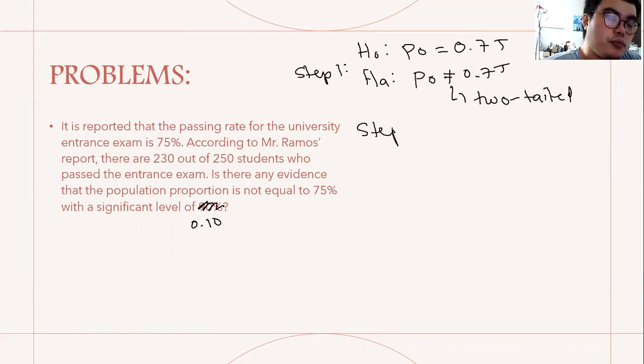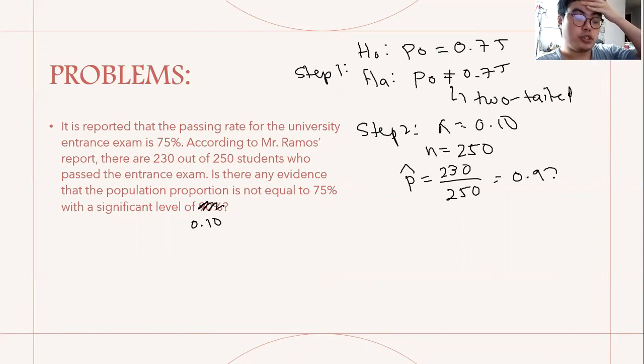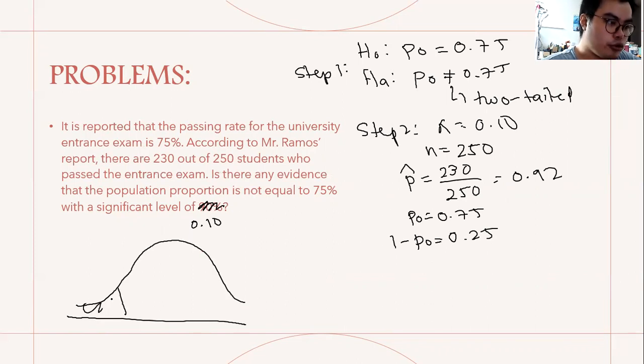Okay, for step 2, so significance level is 0.10, while the sample size is 250, then the sample proportion is 230 divided by 250, so it will become 0.92. Then our P sub 0 is 0.75, then our 1 minus P sub 0 is 0.25. Okay, so since this is a two-tailed test, indeed, there are two critical regions or rejection regions.